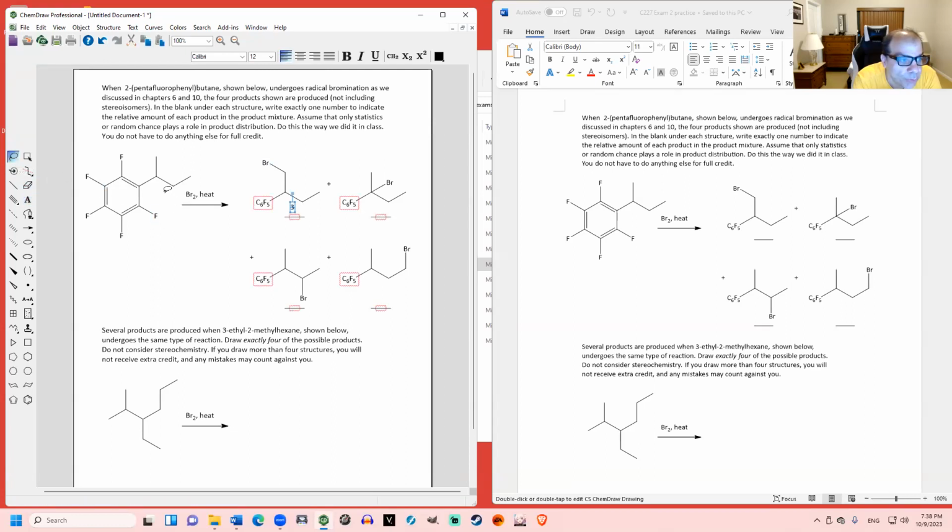And the next product to the right, we're attaching our bromine over here. And there's only 1 hydrogen attached to that carbon. So that's the only hydrogen that we can take in order to get that product. Again, we're not taking into account radical stability at all. We're just assuming only random chance, only statistics governs product formation.